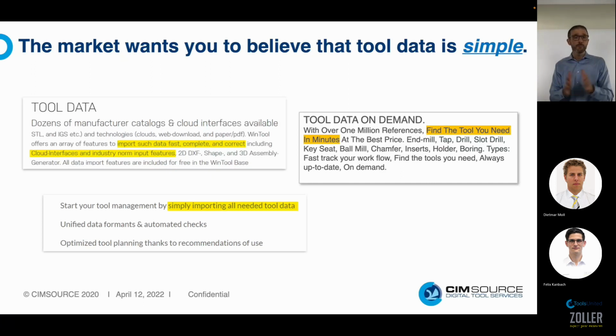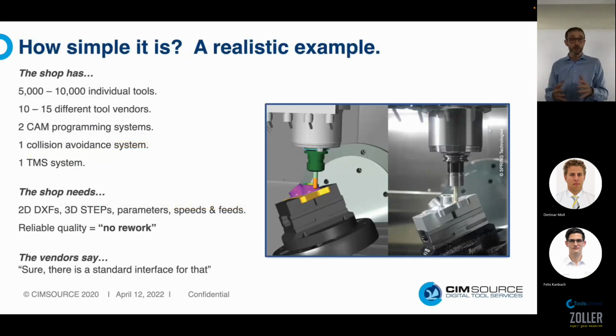So if we look here, we see some ads from around the industry, and you can see the words that I'm highlighting. They're all talking about how easy it is to go and secure the data you need, as if you can just go to a website and download it and have it be perfect. But let's talk about how simple it really is, right? Like, what is a realistic example of this?